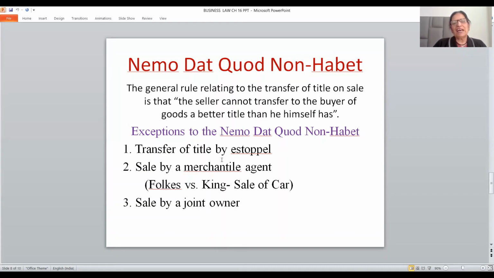Estoppel means to deny the fact. Estoppel means a person says something, he is bound by his words. Say S is selling the goods in the presence of D, who is the owner. D is the owner of goods, S is not the owner of goods. Now S is selling the goods in the presence of D.